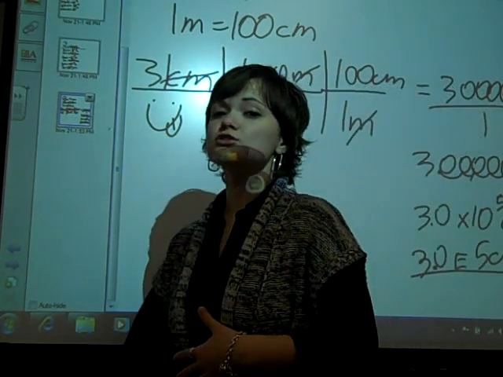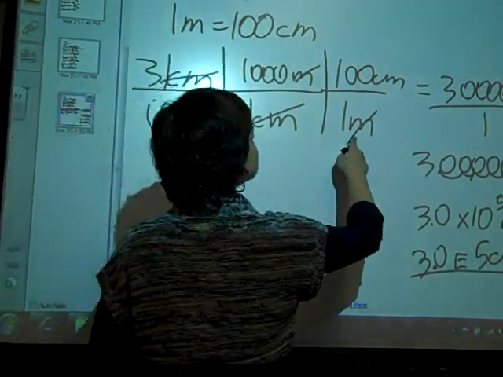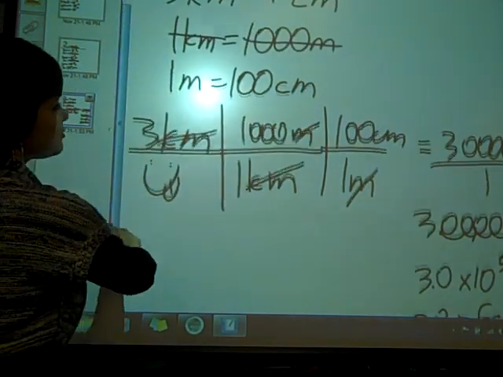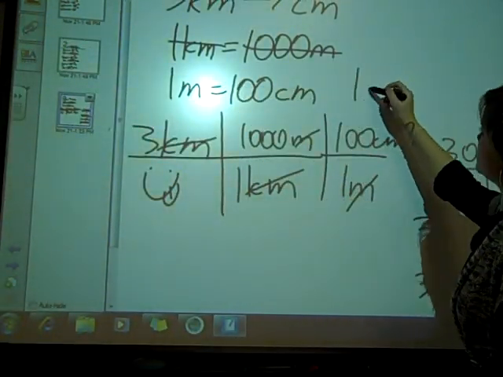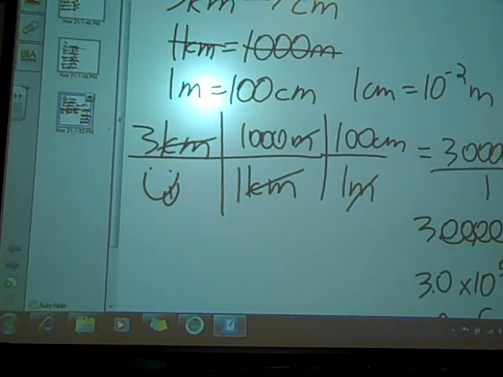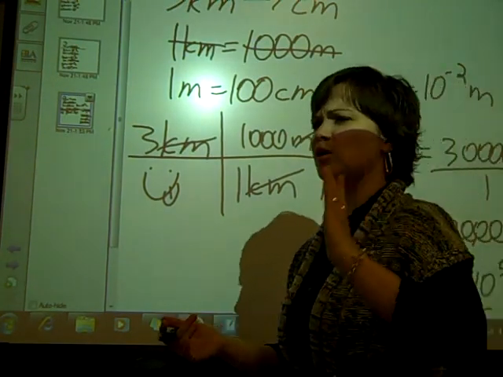So, you could have also used the conversion factor here. Instead of 1 meter equals 100 centimeters, we could have replaced that with 1 centimeter equals 10 to the negative second meters. It is the same truth. It's just a matter of which one is easier for you to remember. Proper syntax there.